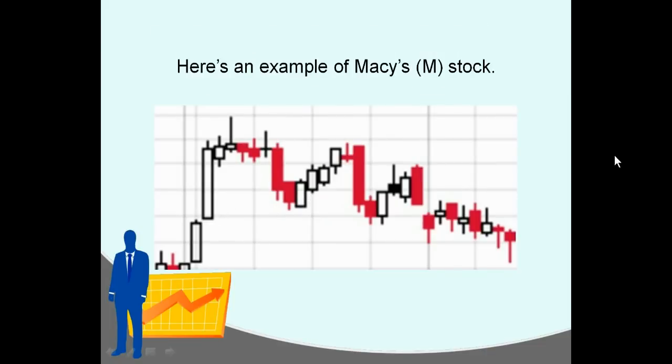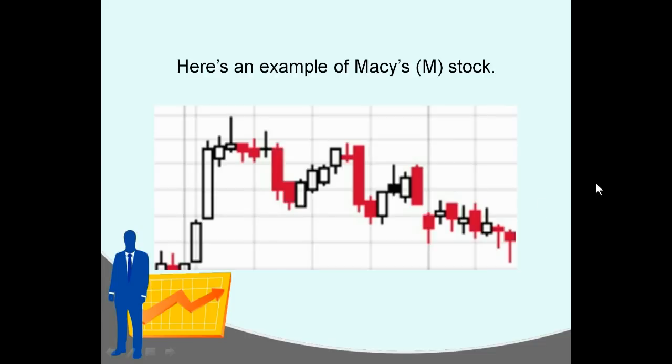Here's another example from Macy's, letter M stock. All right, so up, up, up, and then here's the end of the trend. Is it an inverted hammer? No, it's a shooting star. I know that because it's at the top of the uptrend, and that's when you started to see red candles, and a reversal here started going down, down, down. All right, so that is a shooting star.